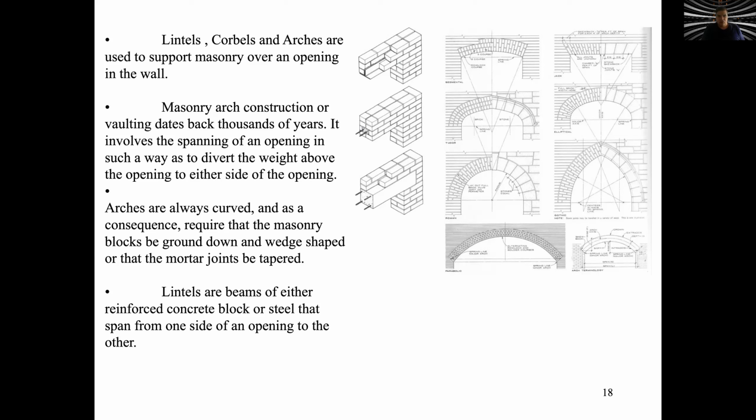Arches usually are curved, and obviously the blocks need to be ground down into a wedge shape, or the mortar joints will be tapered. Also, we have lintels. Lintels are like beams that are made of reinforced concrete, blocks, steel or any other material, and that will span from one side to the other of the opening. Well, we can look here at a lintel, and we can look at some examples of arches.